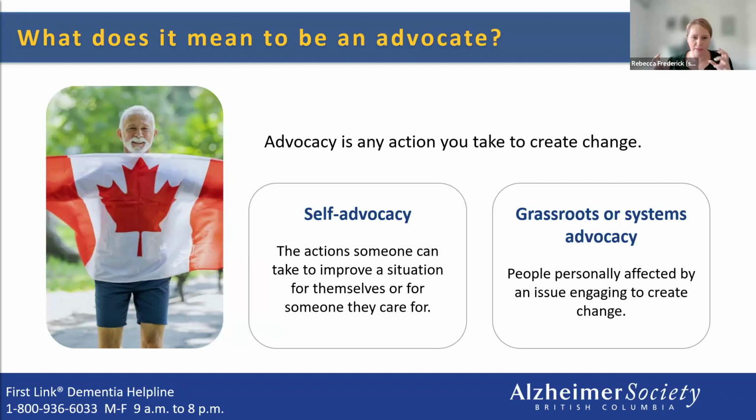And the way that I frame this is that the golden rule to figure out if something is self-advocacy or grassroots or systems advocacy is, if I get the desired result, the result that I'm striving for, does it affect just one person or does it affect a whole group of people? And both are important, both play a different role. And today we're going to be focusing on the systems advocacy piece.